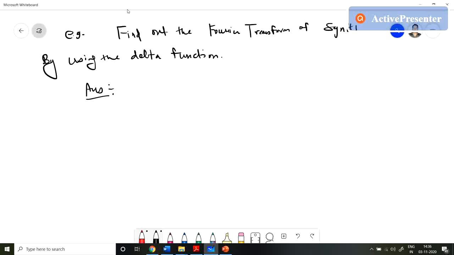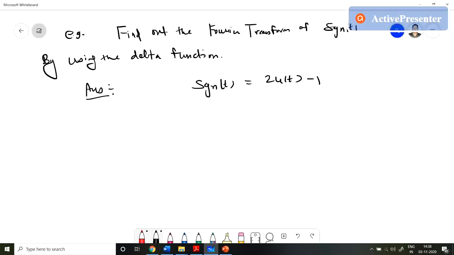So signum t is equal to 2 times ut minus 1. This is the relation between signum t and ut. Now how can we find out the Fourier transform of signum t by using the delta function?